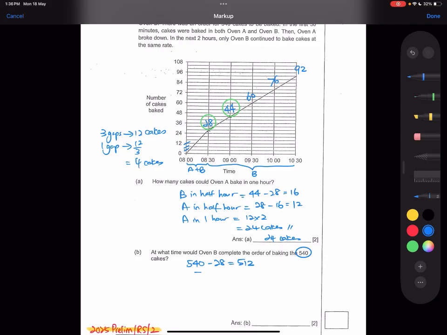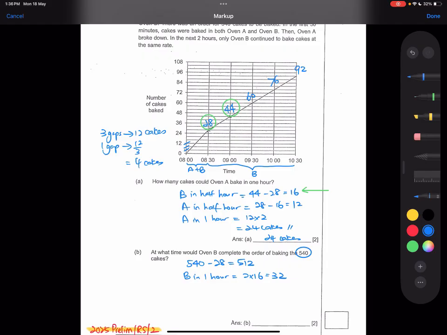Now we know that oven B bakes 16 cakes in half an hour. So B in 1 hour equals 2 times 16, that's 32 cakes.